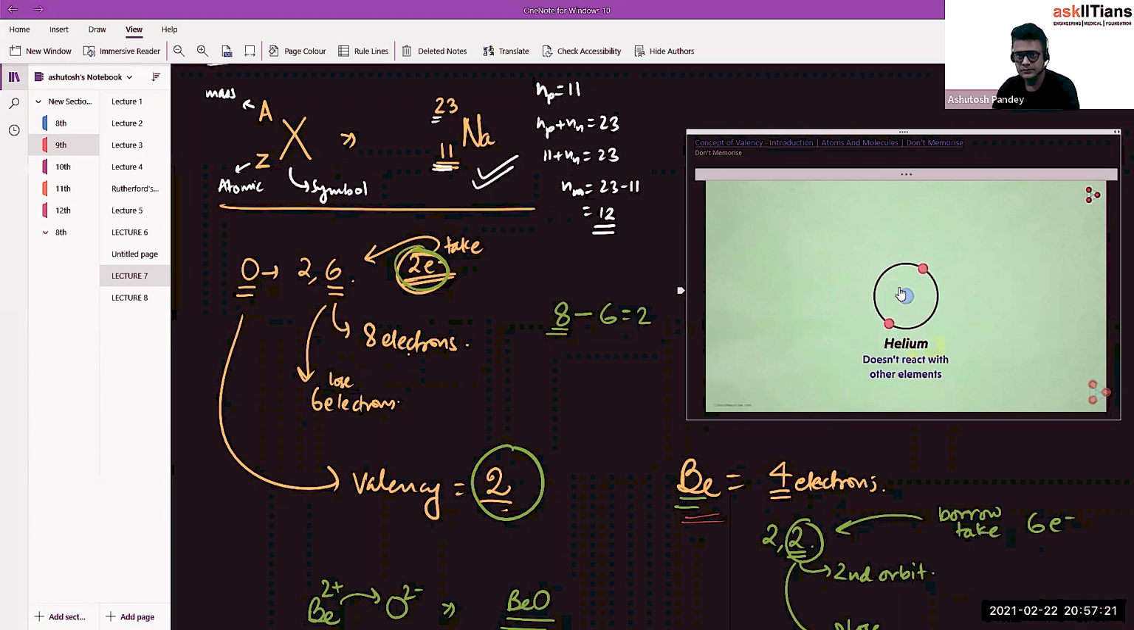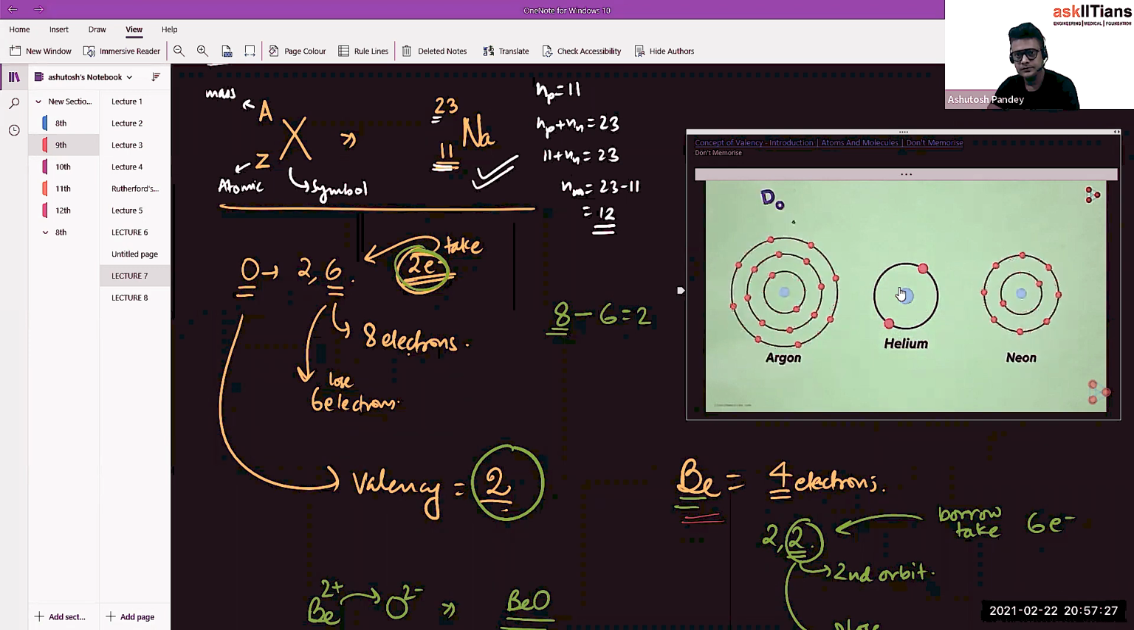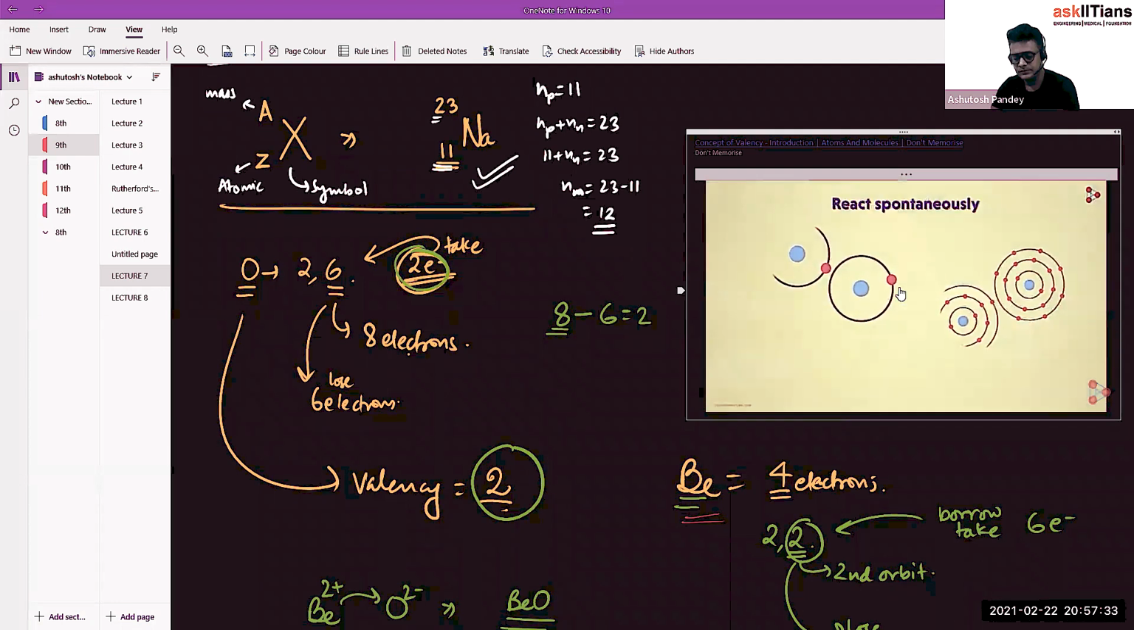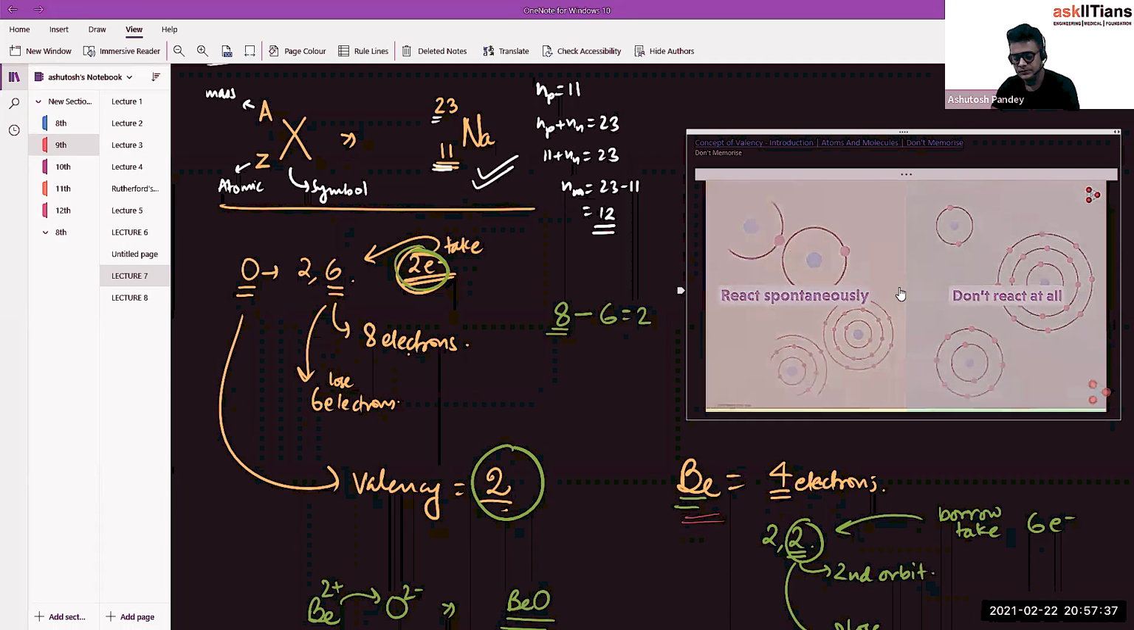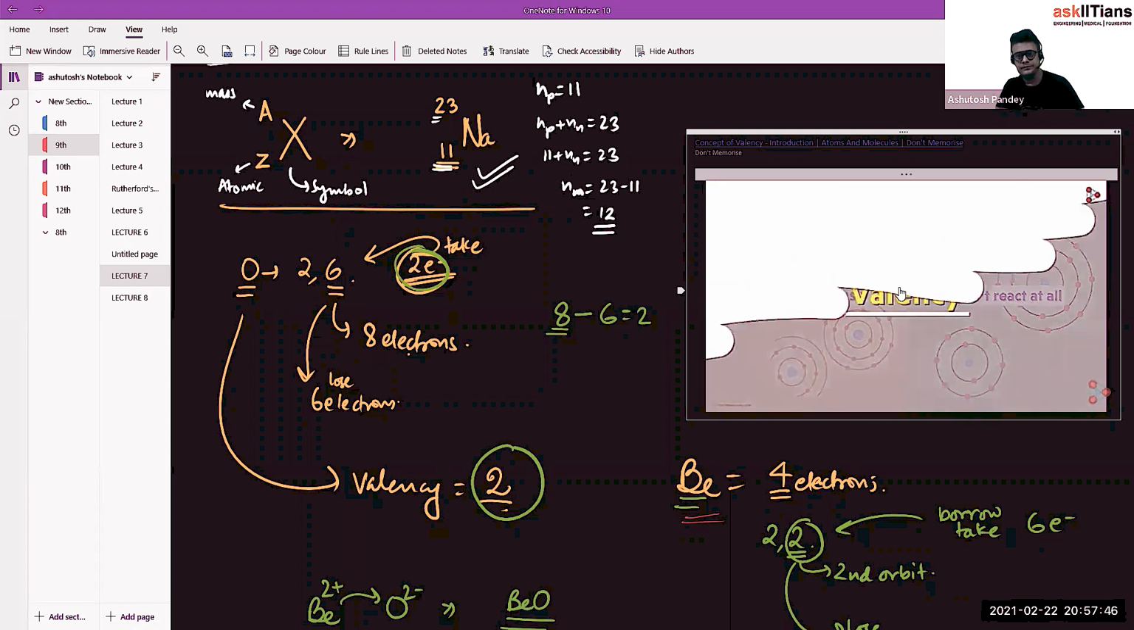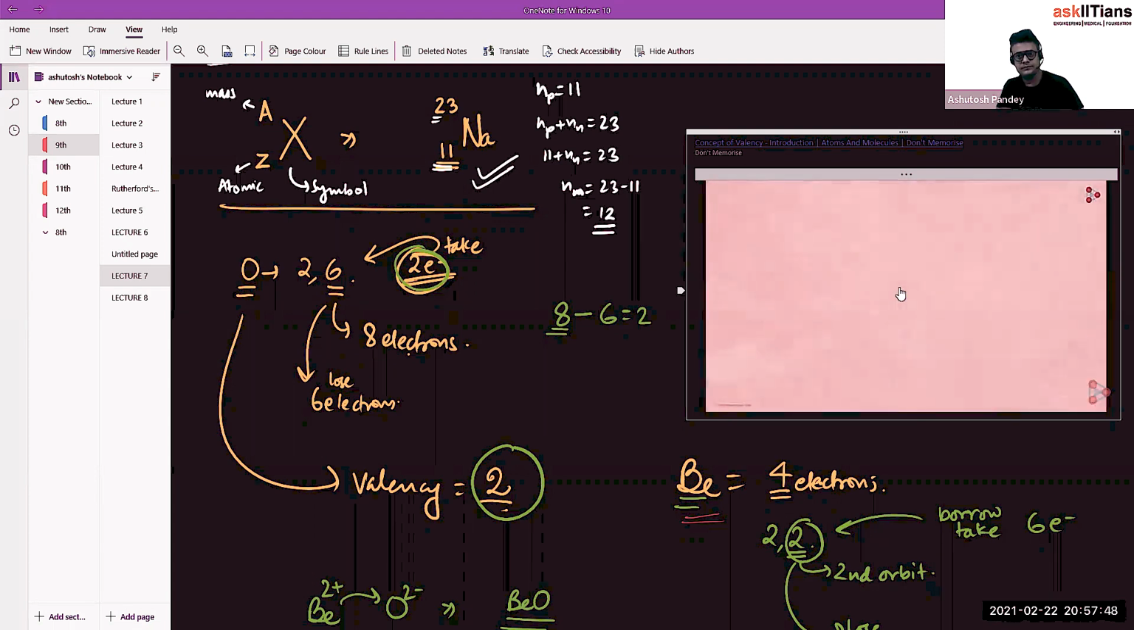Helium is a quiet, unreactive element that does not participate in reactions. But have you ever wondered why? What makes helium and many other elements, like neon and argon, not participate in chemical reactions? And another question we would have is, what makes other elements react spontaneously with each other? The answer is valency. Yes, one of the most important factors for reaction is the concept of valency. But before that, let's have a look at an important concept called the electronic configuration.